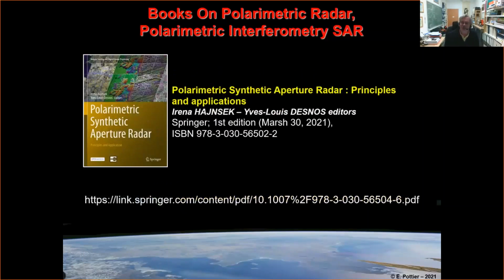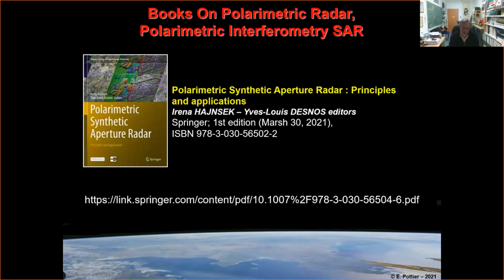And we have a very new book, which was published very recently. You can see it was last March. The name is Parametric Synthetic Aperture Radar: Principle and Application. This book covered a lot of different topics, and we have a lot of contributors on this book, and you can download this book for free because it is open literature.